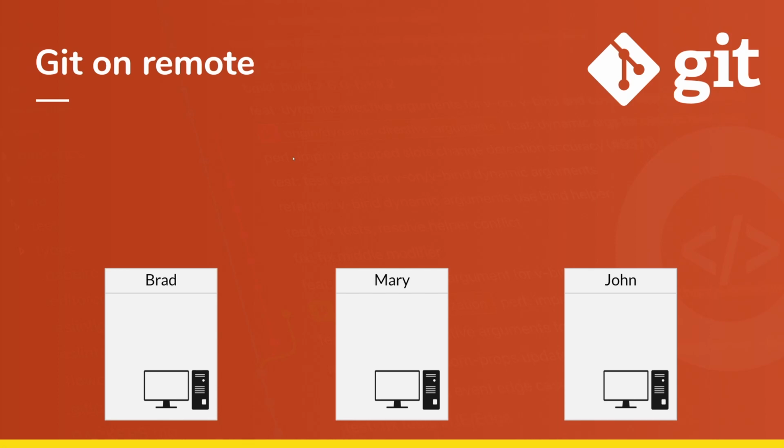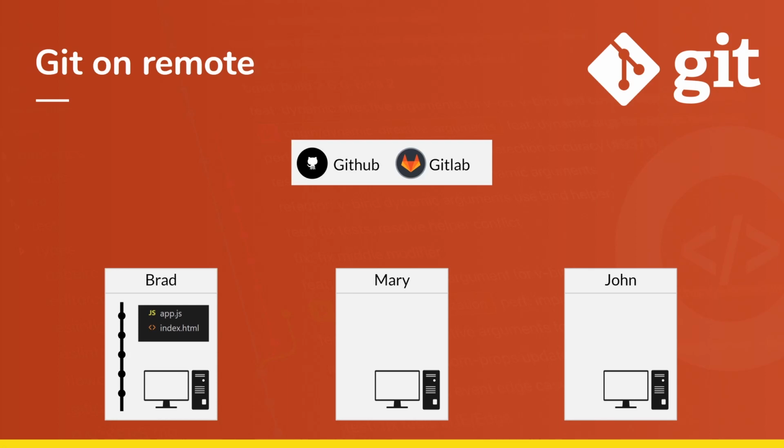Alright, let's see how Git works on remote. There are 3 users, Brad, Mary and John, and they want to work on the same project. So Brad started working on the project, created a couple of files, couple of commit messages, and then he needs to push that in order for Mary and John to somehow take it from the remote repository. So first, Brad needs to sign up on one of the websites, GitHub or GitLab, to push his changes there.